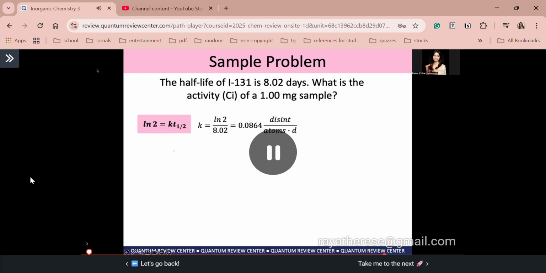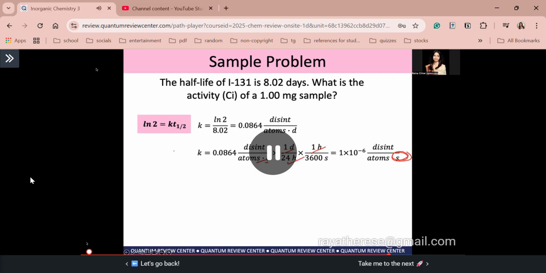Okay? Now, let's convert the decay constant from days to seconds. Why, guys? So that our results later in our calculations are in SI units. Remember, the SI unit of time is seconds. Okay? So, 0.0864 disintegrations per atom times day. Convert days to hours first, where 1 day is equal to 24 hours. So, cancel days. Then convert hours to seconds, where 1 hour is equal to 3,600 seconds. So, cancel hours. And here, we get the value of the decay constant in terms of disintegrations per atom times second.